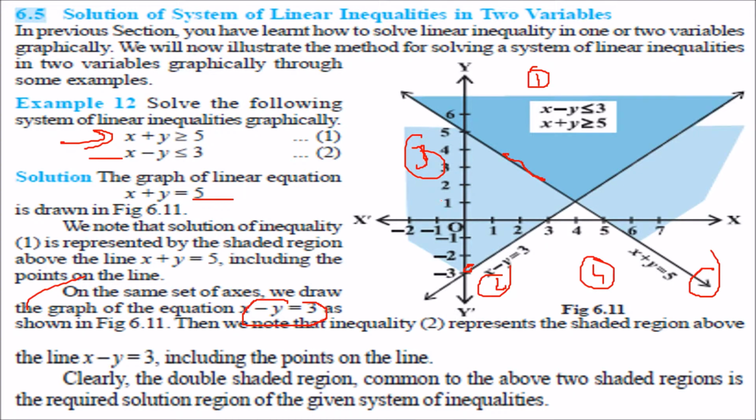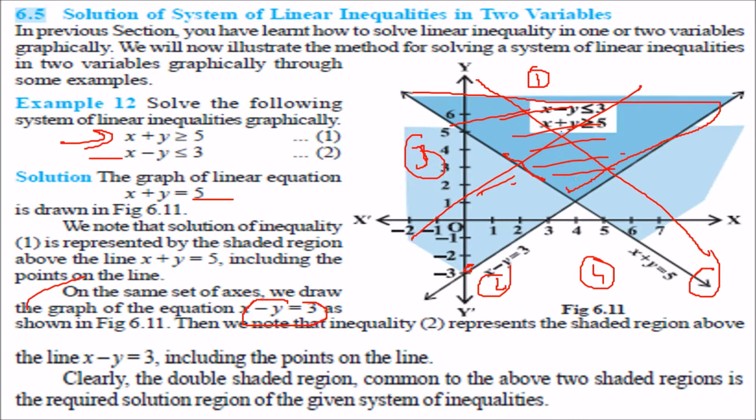As we say here, if we place 0, 0, we find out that when x minus y is less than or equal to 3, we are talking about this area. When we are talking about x plus y greater than or equal to 5, we are talking about this area. When we combine these two regions, we get this region. So this is the intersection of these regions. This is our solution.